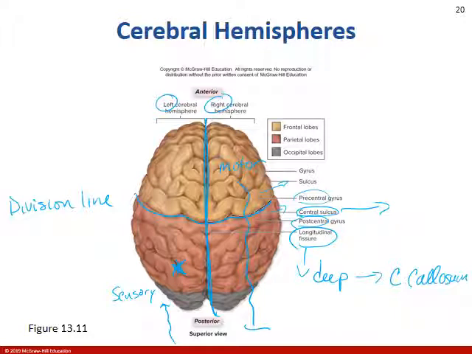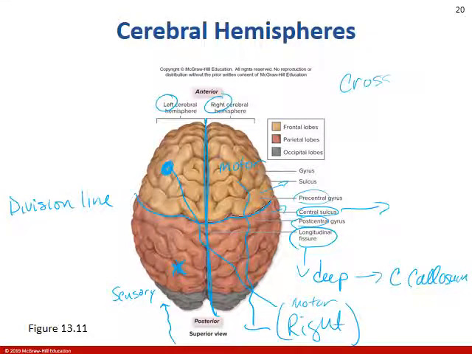The other thing to note is that there's a lot of crossover. So something could be happening on the right side of the body. You could be having some sort of motor issue. If we were to follow the nerve all the way to the brain, it might be originating or located in the left hemisphere. So what they're trying to say is there is crossover.